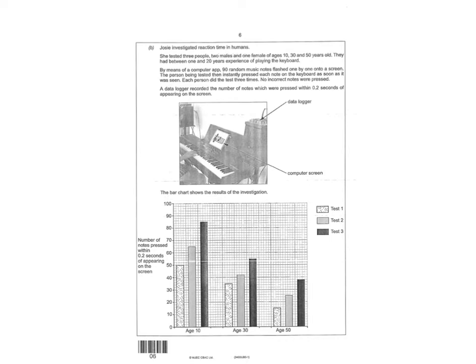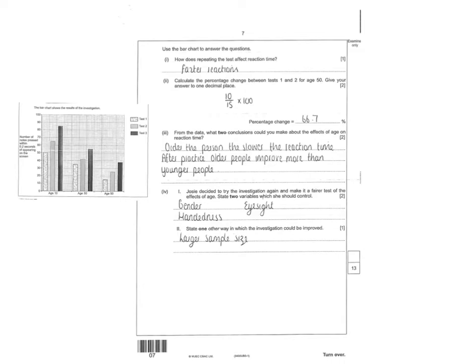The bar chart shows the results of the investigation. Use the bar chart to answer the following questions. How does repeating the test affect the reaction time? We get faster reactions, or the reaction time decreases. Calculate the percentage change between test 1 and test 2 for age 50. Give your answer to 1 decimal place. So at age 50, test 1 we had was 10, and then test 2, 15. So 10 divided by 15 times 100 is 66.7%.